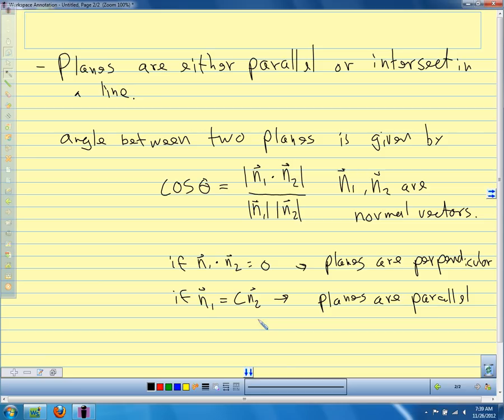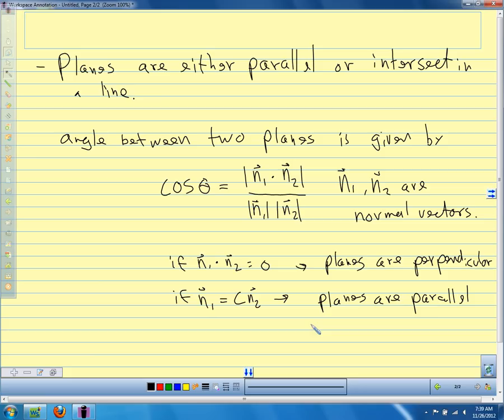So from the properties of the dot product, we're using the dot product to come up with the angle between these two planes with these normal vectors. If these conditions hold, this is what it tells us about those planes. Does that make sense?